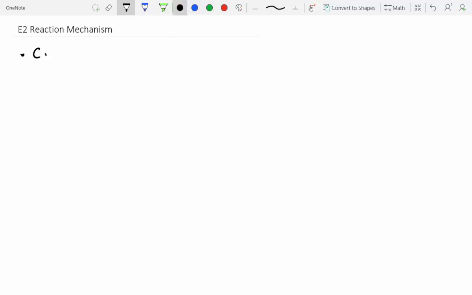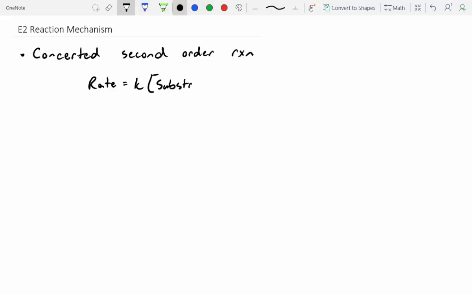So we'll write that down. It's a concerted second order reaction. I've got this recording, right? Yep. And we said that the rate is equal to this rate constant, little k, times the concentration of our substrate. That's the thing with our leaving group on it, times the concentration of our base.